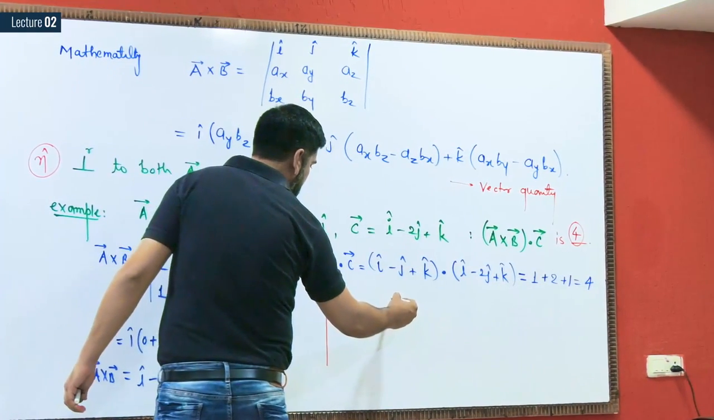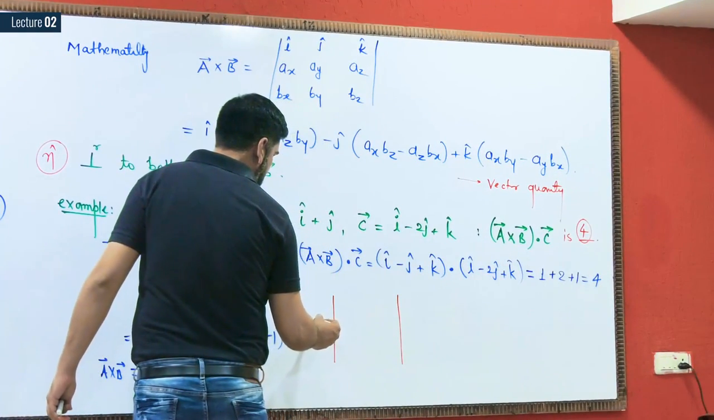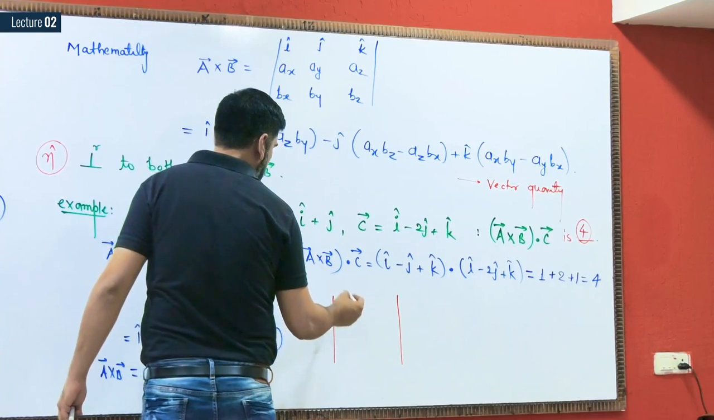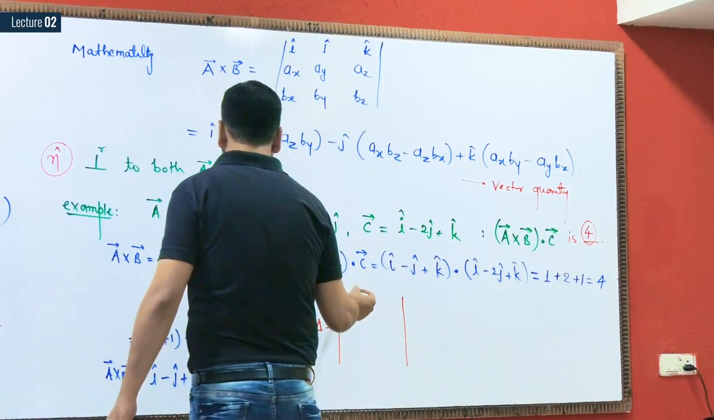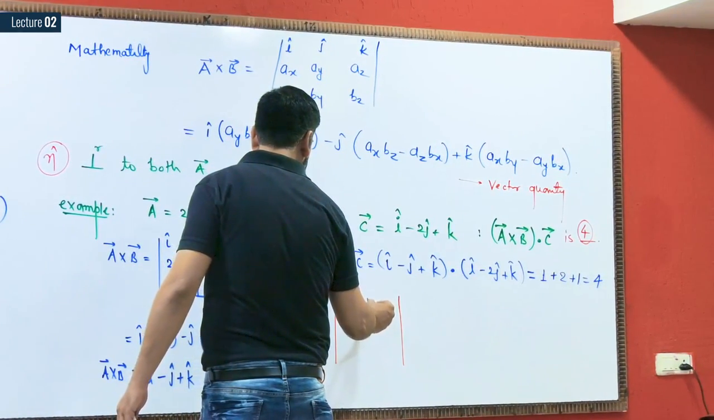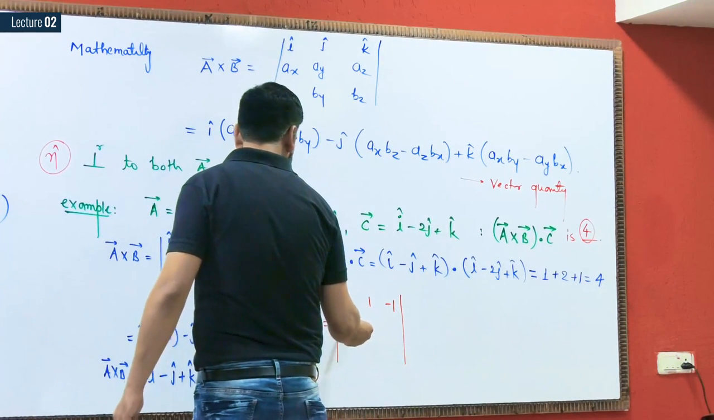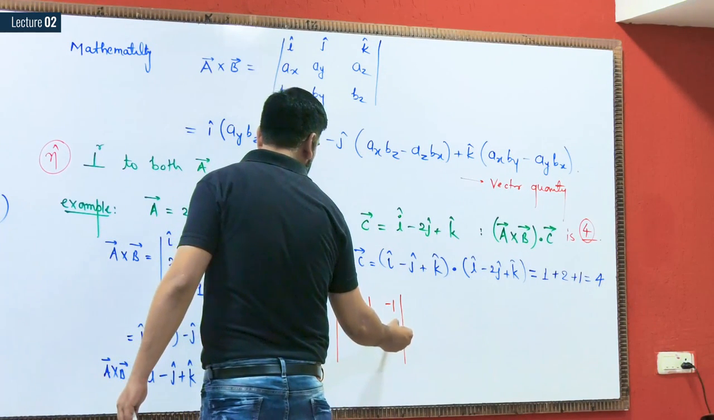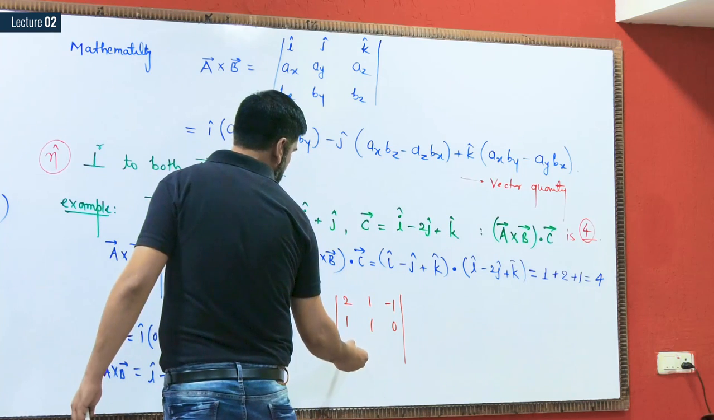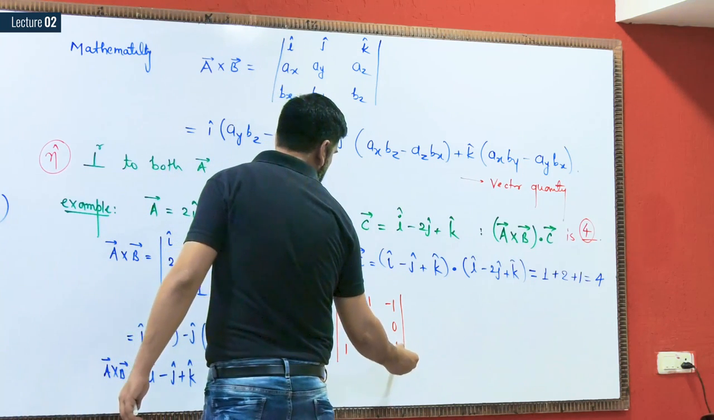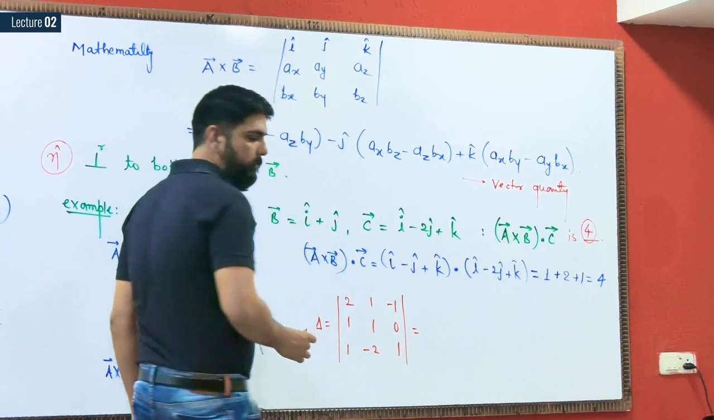Please calculate this value, the delta, determinant of A's coefficient, that means 2, 1, minus 1, I am writing here 2, 1, minus 1, and B's coefficient is what, 1, 1 and 0, and C's coefficient, that means what, 1, minus 2 and 1, let us calculate this.